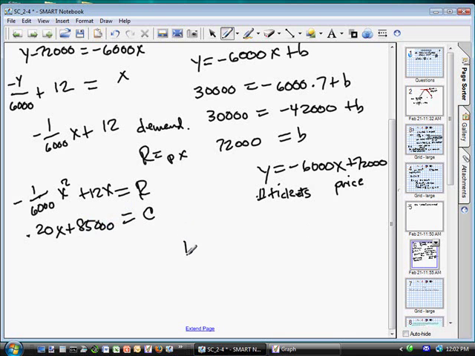Finally, what's profit? Revenue minus cost. So this thing minus this thing. So we have negative 1/6000th x squared plus this minus this. Well, that's negative 0.08x, right? If you take 0.12x, no, that's not correct. Let me get that fixed. What's 12 minus 0.20? It's 11.80. And then we have to subtract 85 thou.